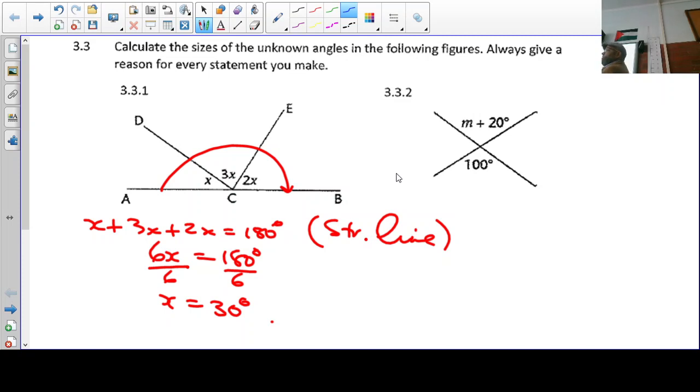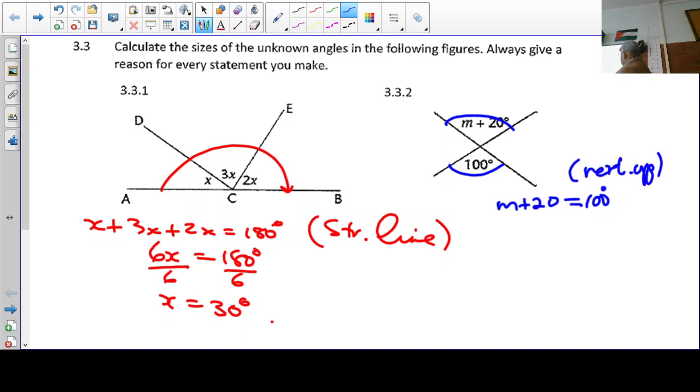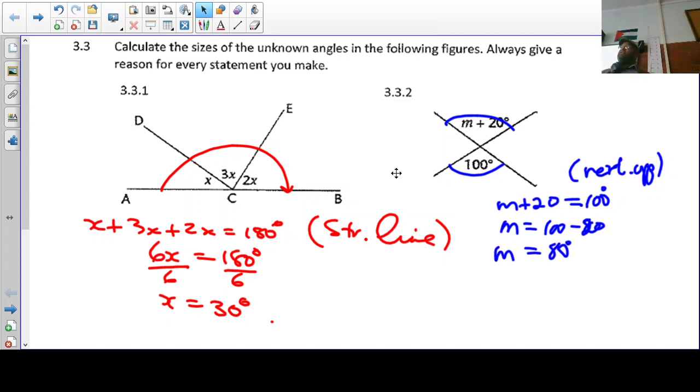Vertically opposite angles are equal. So we say m plus 20 is equal to 100 degrees. Why? Vertically opposite. We solve for m. So m is equal to 100 minus 20, which is 80 degrees. Any confusion there? No. Those were the easy ones, no? Right, let's look at the next one.